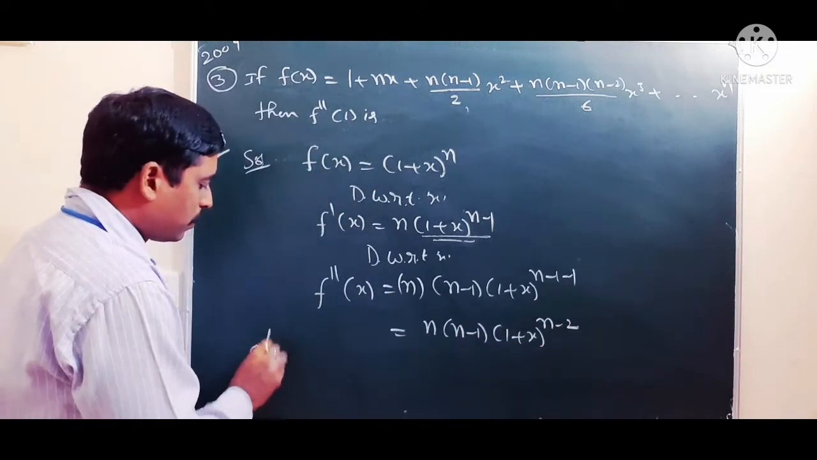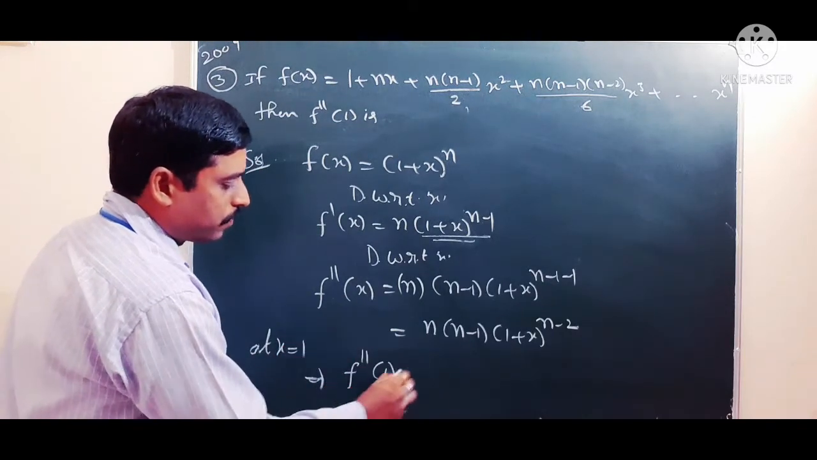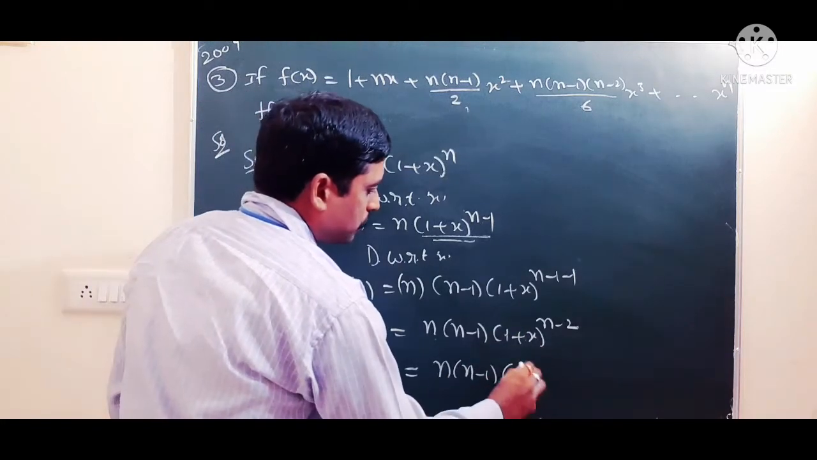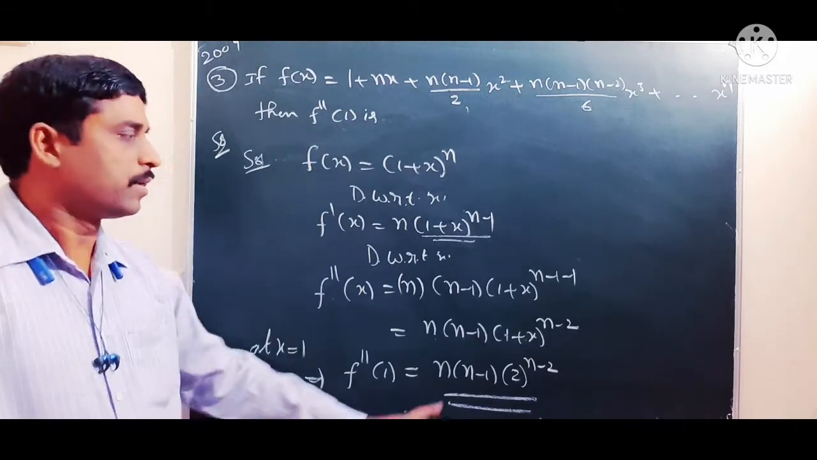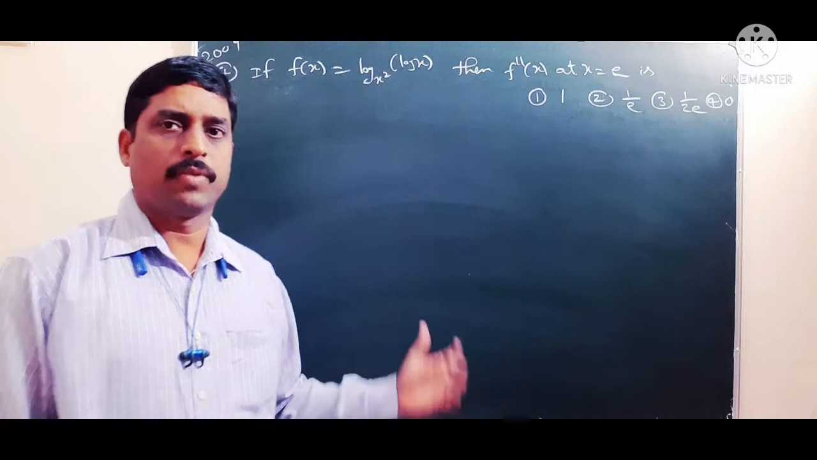So at x equal to 1, f double dash 1 is equal to n into n minus 1 into 1 plus 1, that is 2, to the power n minus 2. So n into n minus 1 into 2 power n minus 2. This is the correct answer. Let us go to the next problem. This is from a 2009 question.